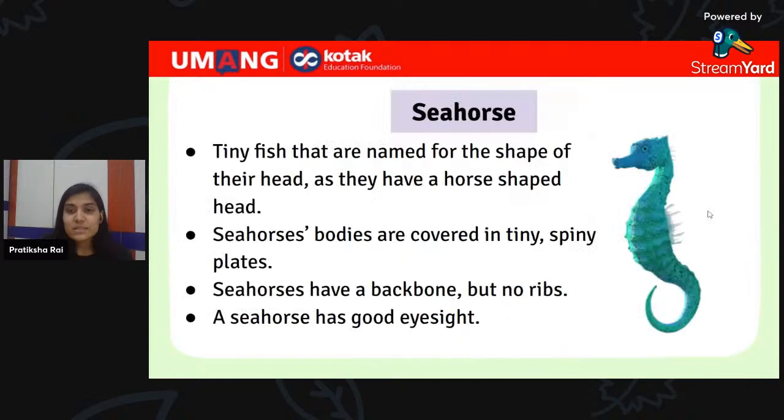Now, seahorses are tiny fish that are named for the shape of their head. Okay, as they have a horse-shaped head. Can you see it on the picture? Seahorses' bodies are covered in tiny spiny plates all the way from their head down to their curled, flexible tail. All right. Seahorses have a backbone but no ribs. Now, can you type that for me in the chat box? Seahorses have a backbone but no ribs.